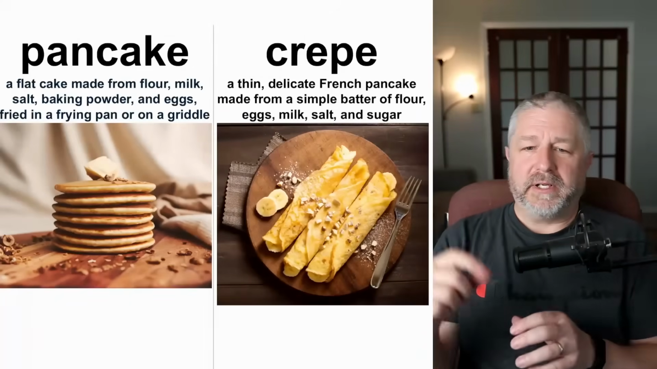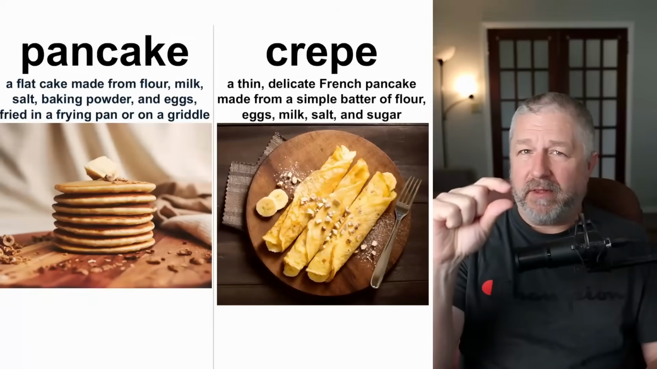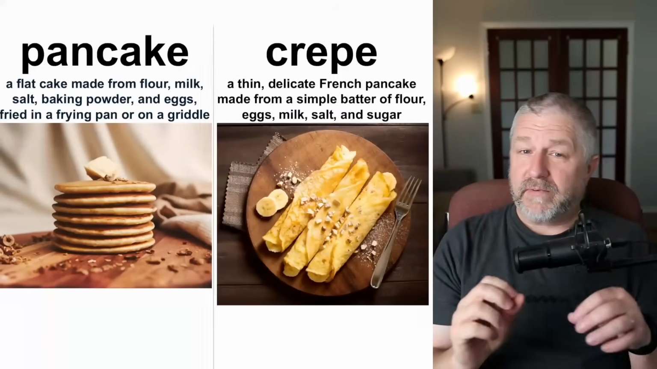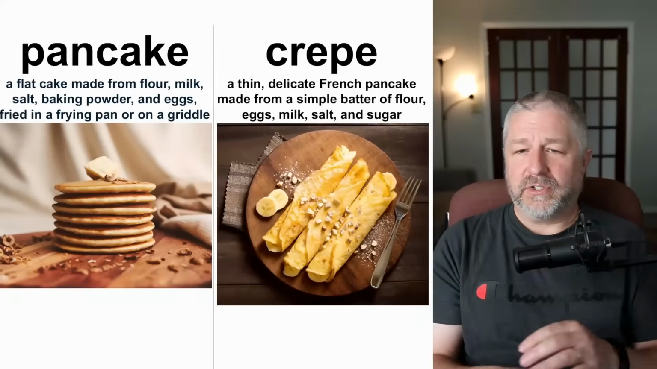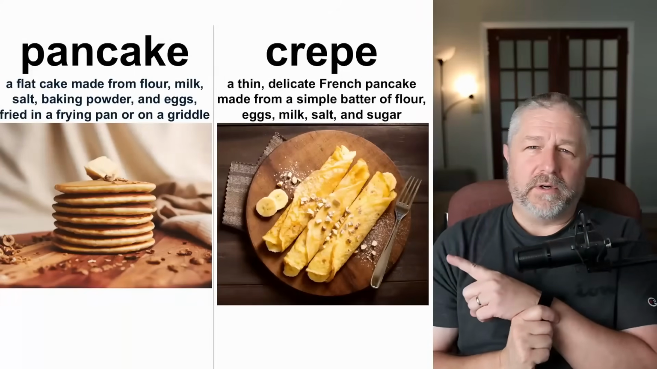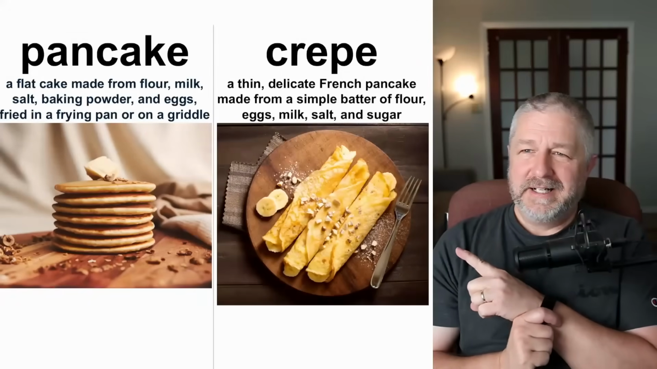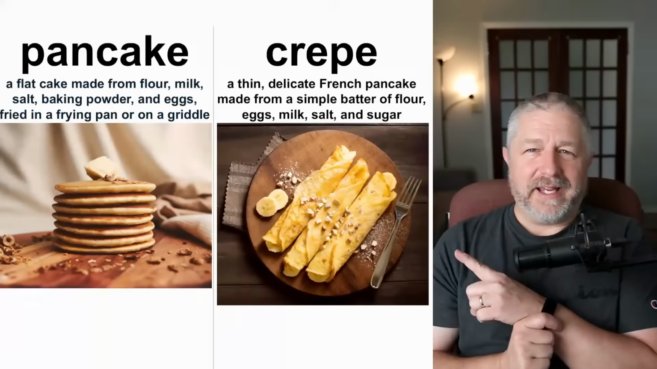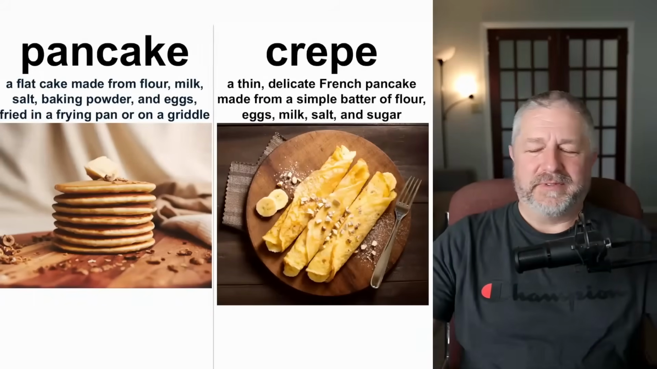And if you look at the far picture, you can see that pancakes are flat and somewhat thin, but they're not as thin as a crepe. So a crepe is a thin, delicate French pancake made from a simple batter of flour, eggs, milk, salt, and sugar. By the way, if you order crepes in a North American restaurant, if you're from France, you would probably think they taste too sweet, or I'm sure the recipe is a little different over here.